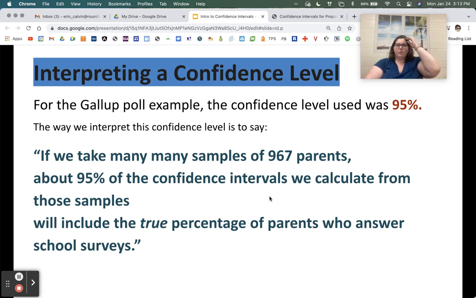Okay, we'll talk about this more in class. Obviously, this is just a first little introduction to an interval. So we're going to stop there for now, and we'll talk more in class.